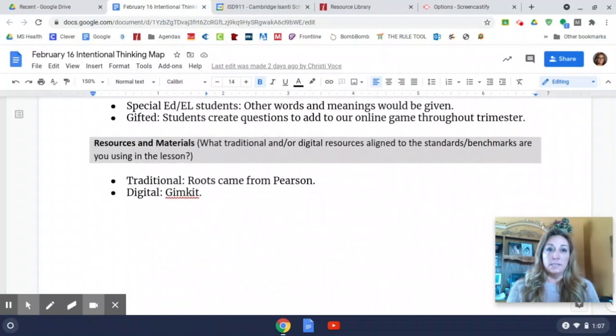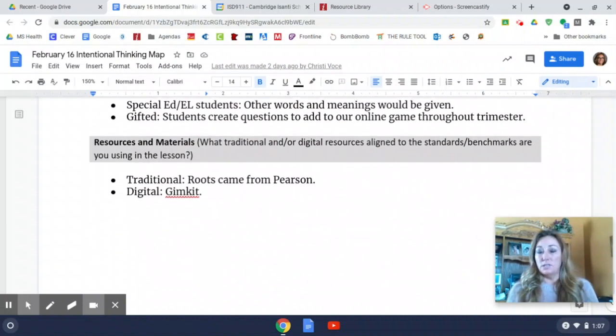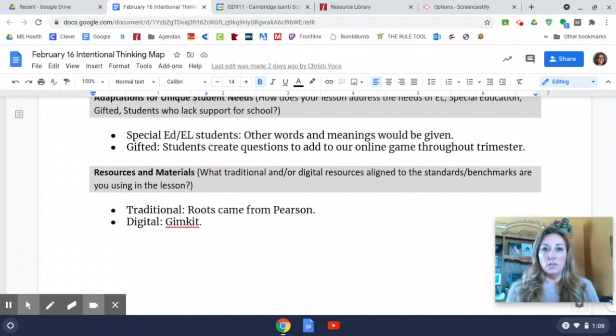And last but not least, the resources and materials that she was going to use for the specific lesson. She used both traditional and digital resources in this and just made a list of that. So that's really the pieces of the intentional thinking map.